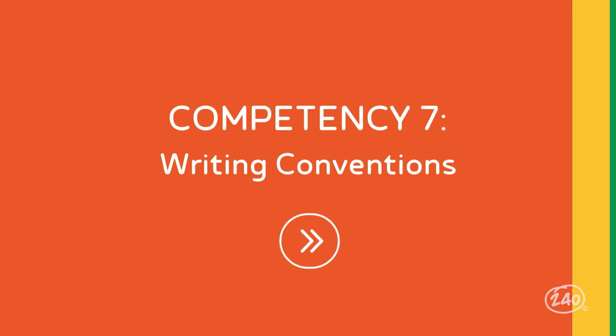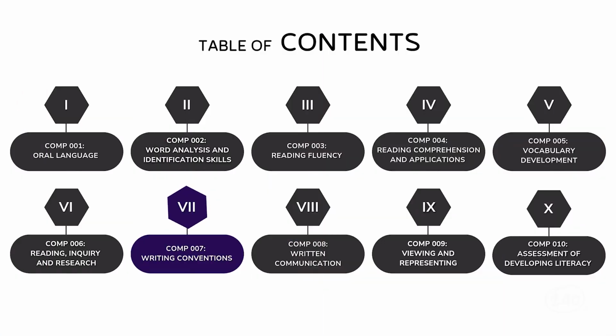The 7th competency is writing conventions. This is all about how students develop in their use of grammar, spelling, and punctuation. I'm going to go over the most important things to know within the topic of spelling. Spelling development unfolds in a predictable sequence. Here are the stages you'll need to know.